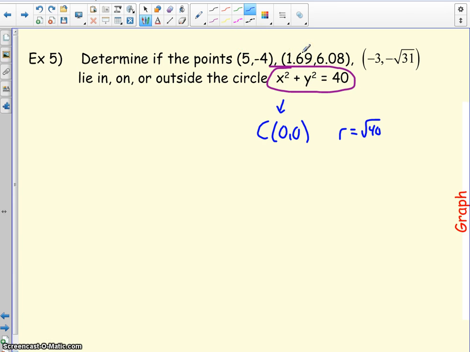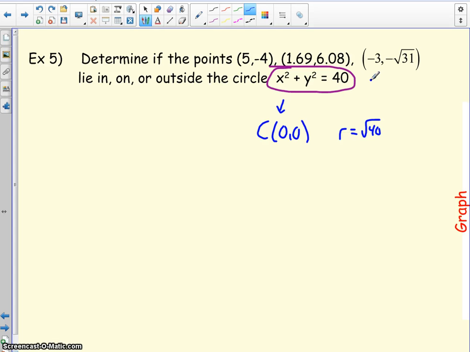So basically use the distance formula three times. You could do the distance from (0, 0) to (5, -4), (0, 0) to this one, and (0, 0) to (-3, root 31). And we can compare that distance to the actual radius, and that will tell you how far away from the center of the circle it is. So that would be one comparison right there.